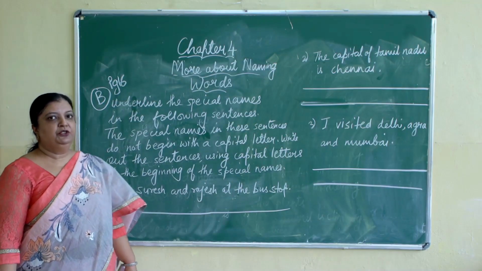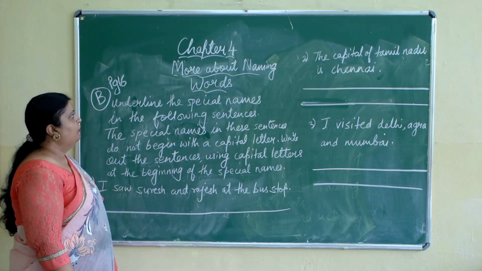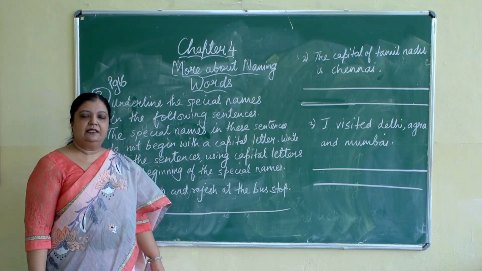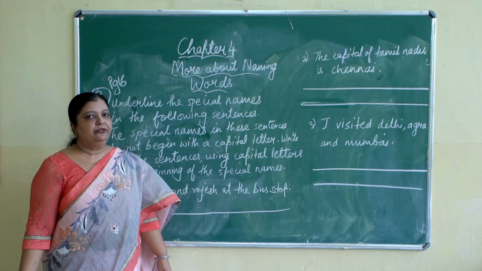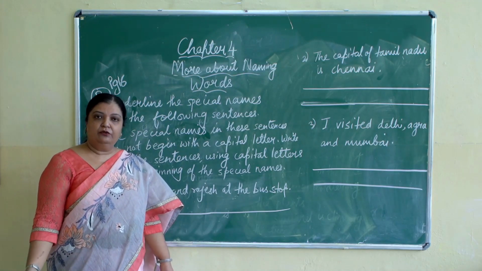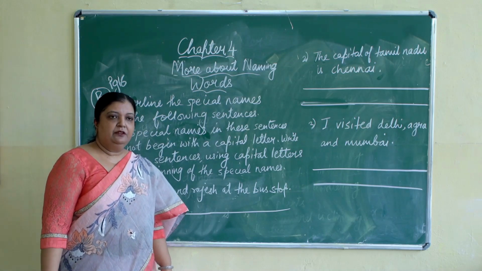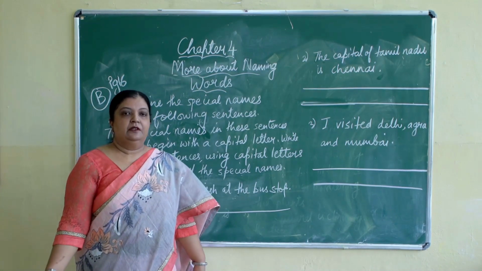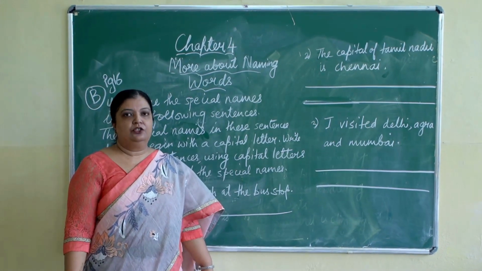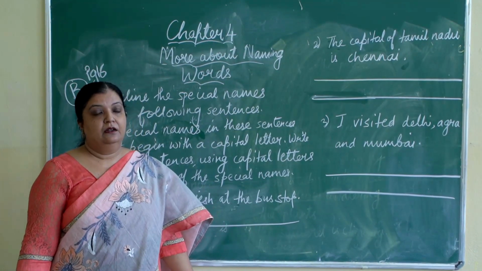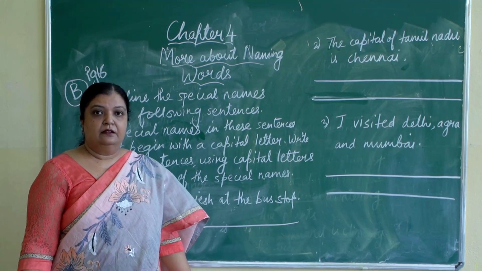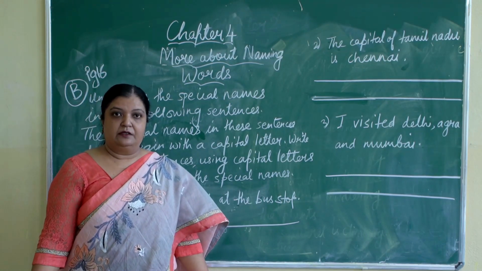Now children, we are going to do chapter 4. More about naming words. In chapter 3, we read about naming words. Now we will learn something more about those naming words. In the previous chapter we had persons like doctor, nurse, boy, girl, places, and then things and animals.